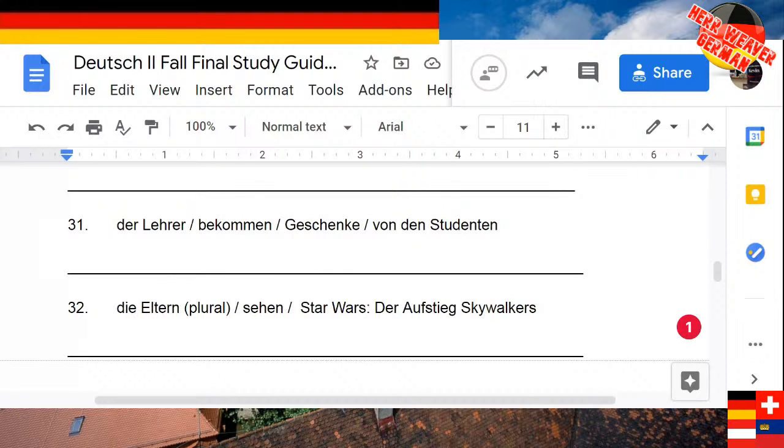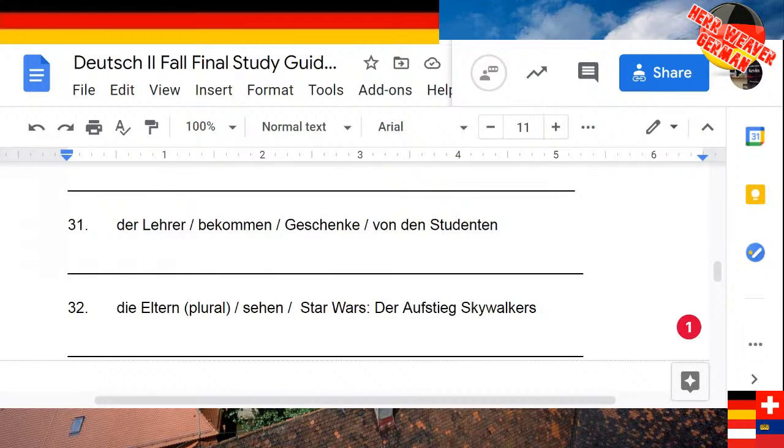How would this one be for fahren? What's the past participle of fahren? Does to drive show physical motion? Yes, so it's going to be a sein verb. If it shows physical motion or change of condition, it takes sein. This is a plural subject, mein Freund und ich, two people, so I'm going to use sind, the form of the sein helping verb. And then the past participle of fahren is gefahren.